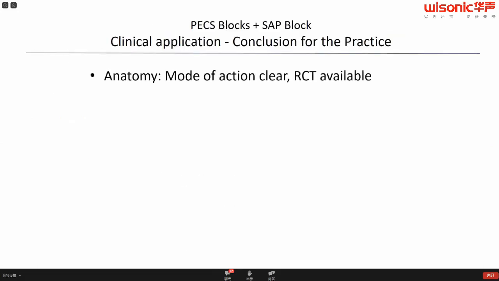What are the clinical applications and the conclusion for the practice? The mode of action of all these blocks is very clear and understandable. We already have some randomized controlled trials showing the effectiveness of these blocks.